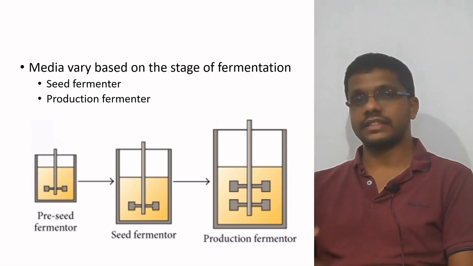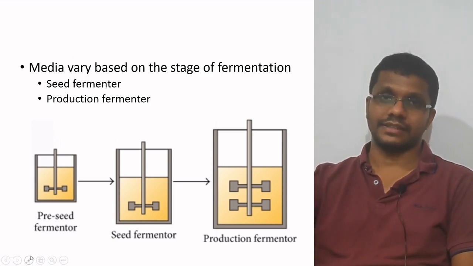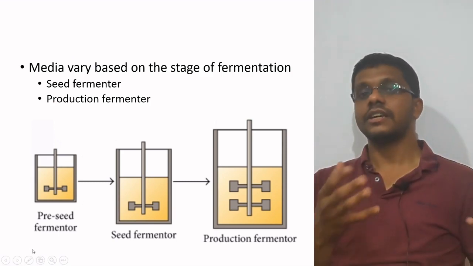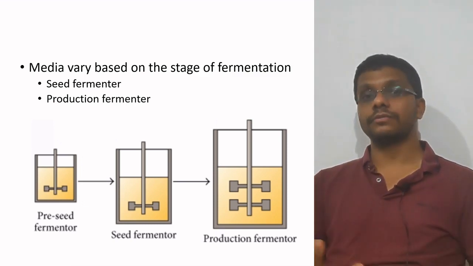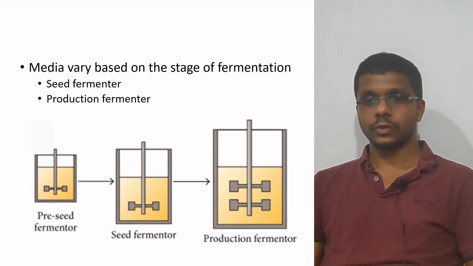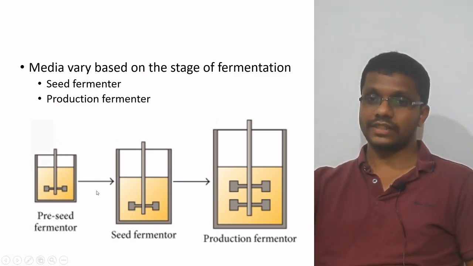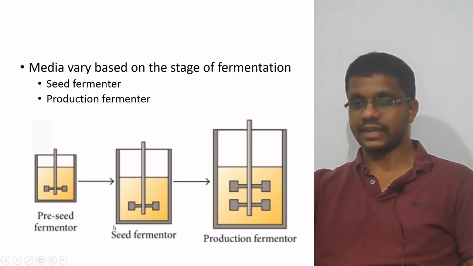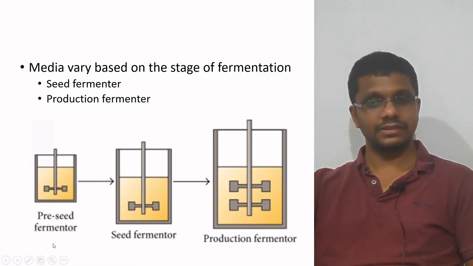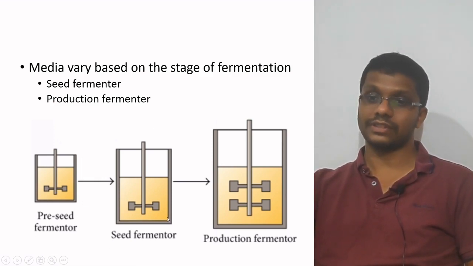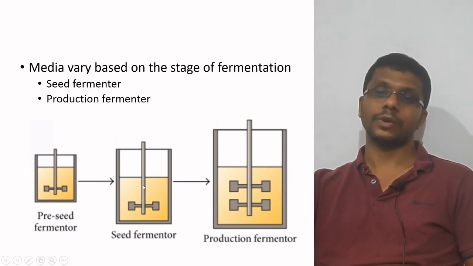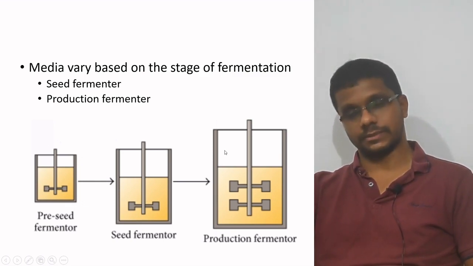In most industrial fermenters, there are seed fermenters. Seed fermenters are fermenters used to produce inoculum for the production fermenter. There is no product formation in seed fermenters, but the growth of the microorganism occurs in the seed fermenter. In some cases, they have pre-seed fermenters, which are used as a seed for the seed fermenter. And once the microorganism has grown in the seed fermenter, it is transferred into the production fermenter.